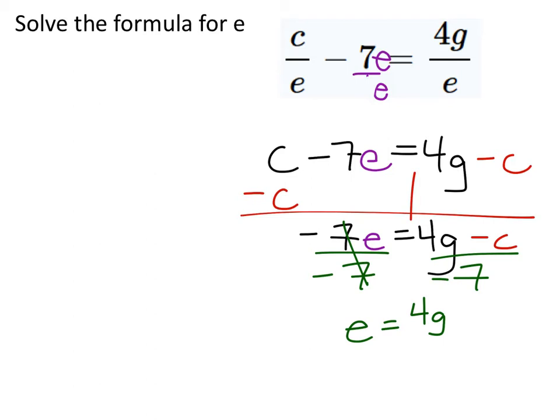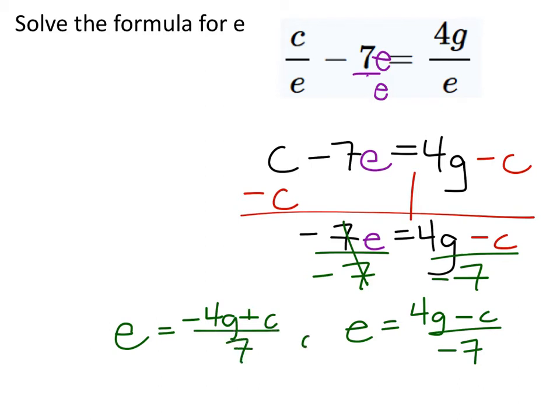Which means that we could write this two ways as well. So I got 4g minus c over a -7. Or if you wanted to, you could take that negative and distribute it into the numerator. So -4g plus c over 7. Again, I'm okay with both, so this is an or thing.